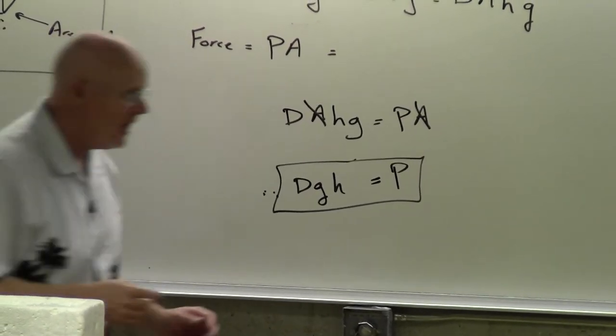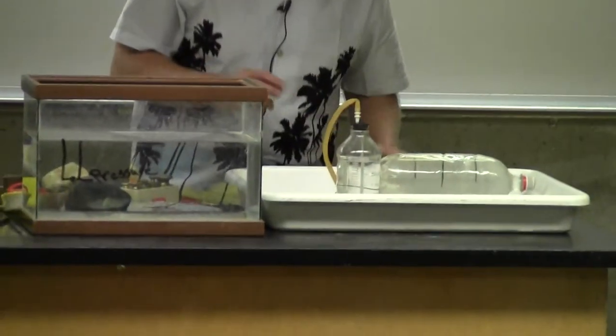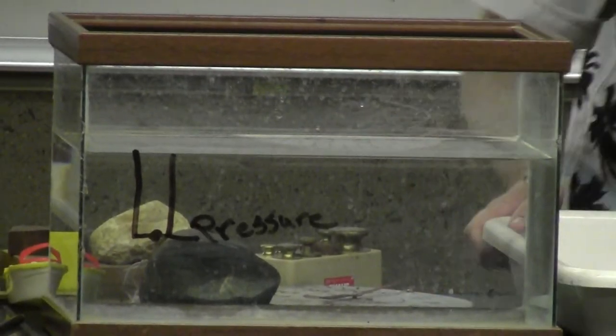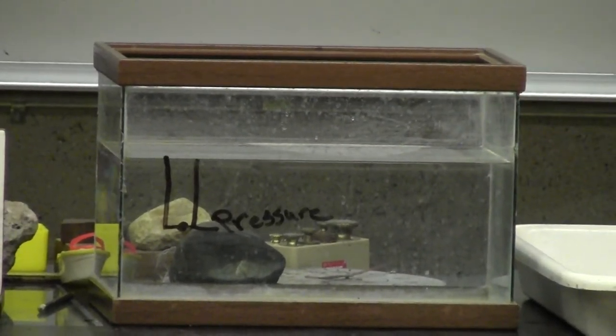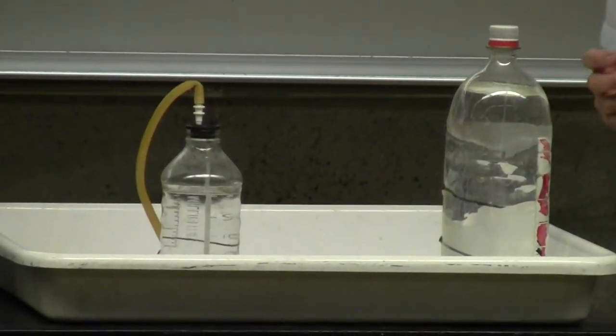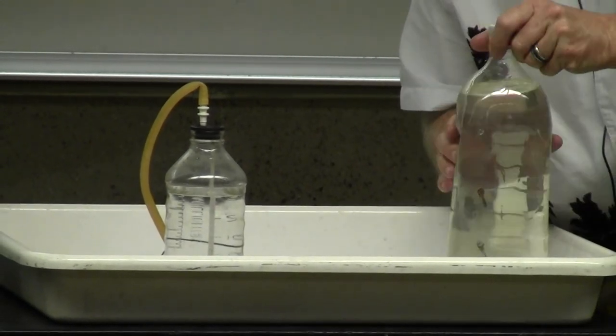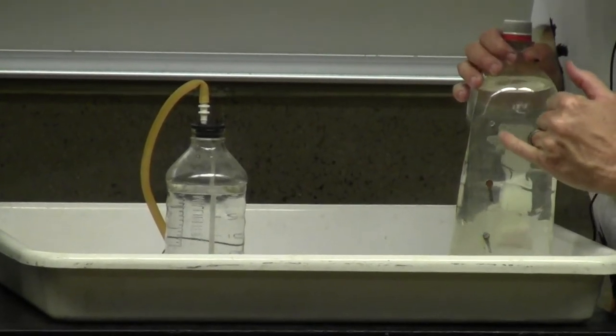In fact, it's so important, I thought I would show you a couple of little experiments here where the pressure changing with depth can be fairly easily seen. And so maybe the easiest one to show you is this 2-liter bottle that has three holes in it. I'll turn it towards you first. Right now they're just plugged with little nails.